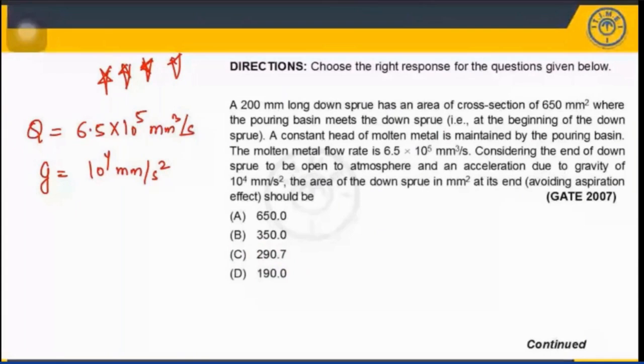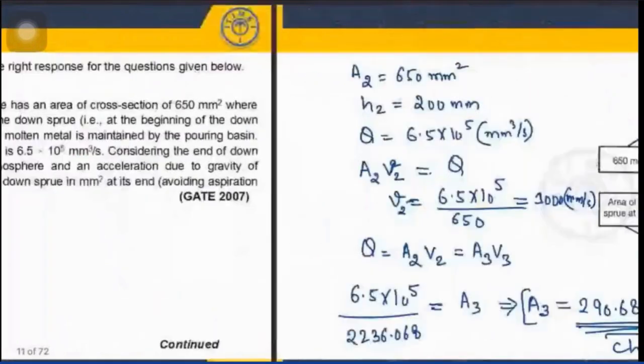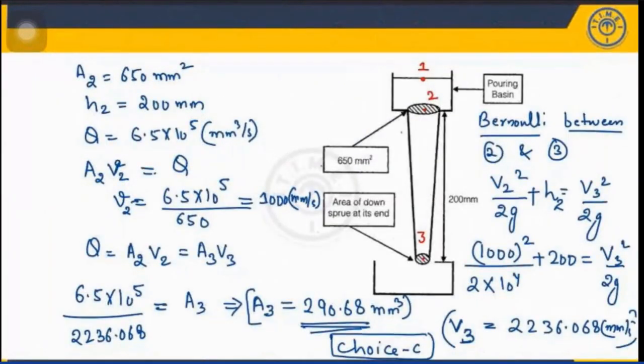The most important thing is to understand what you mean by aspiration effect. Aspiration effect means the pressure throughout the screw should be constant. To maintain it constant, that's why we are making a tapered screw. So the area value you are getting is 290.68. Let me check what the option is. Yeah, choice C will be the correct answer.